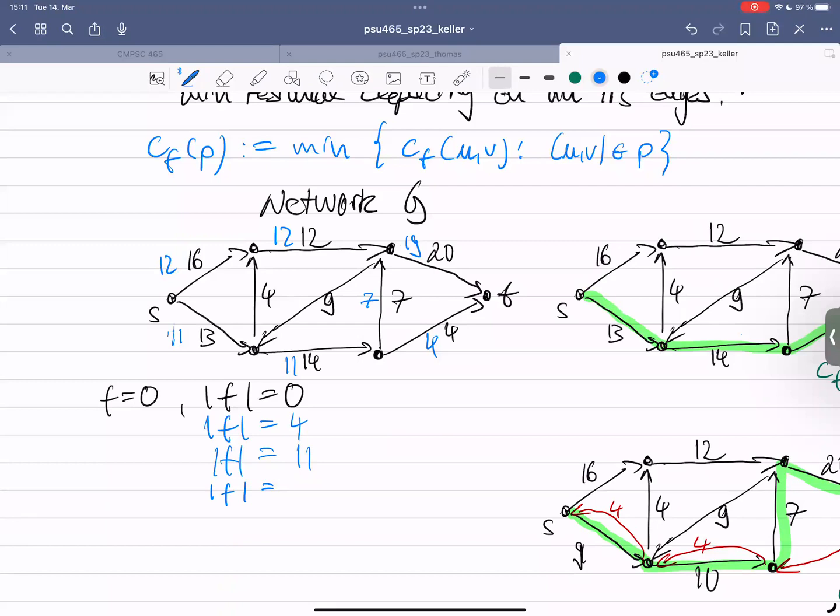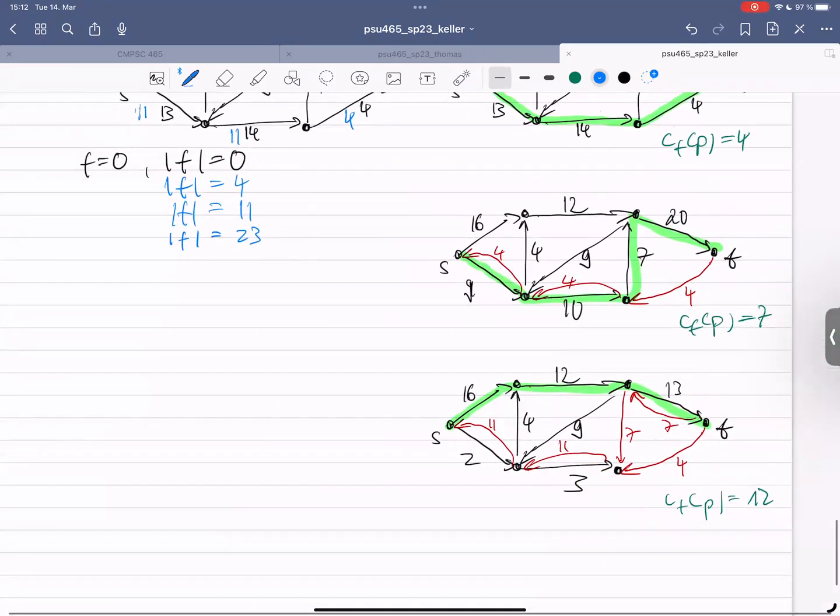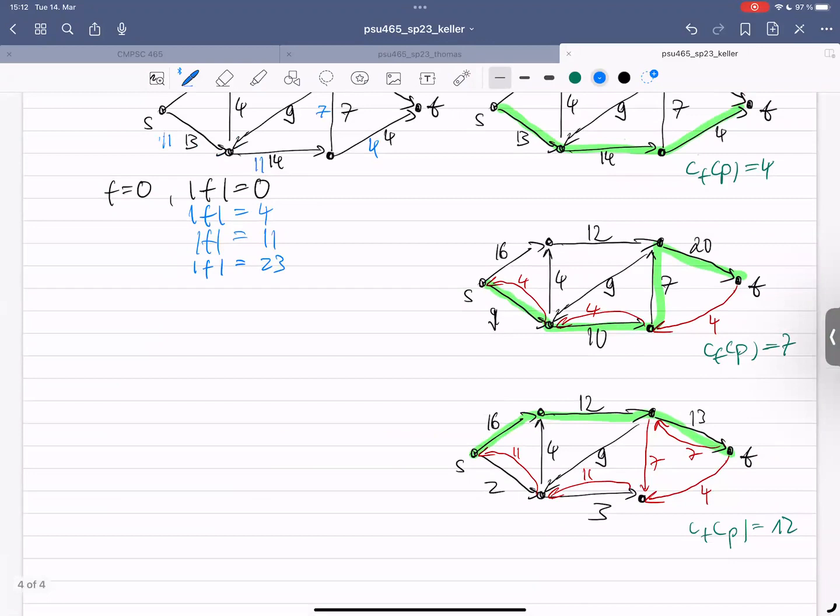Does anyone remember the definition of the value of the flow? It's 23. And why? Because the value of the flow is simply defined as the sum of the flow that is leaving our source node, which in this case is 12 plus 11, which is equal to 23. So the value of that flow now is 23. And then the final step.